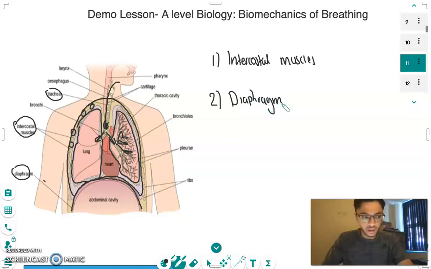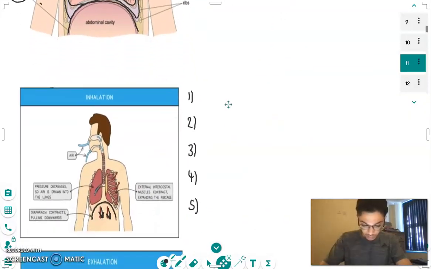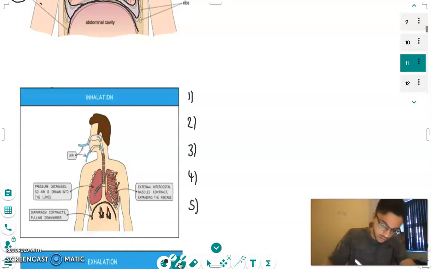Okay, now that we understand the basics behind the structures and the basics behind ventilation, let's move on to inspiration and how exactly inspiration works. So here I have a diagram of inspiration, also known as inhalation. Inhalation itself is an active process. Active means that it requires energy, and the energy here that is required is contraction of muscles.